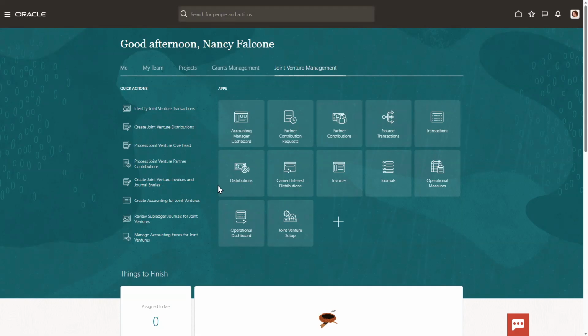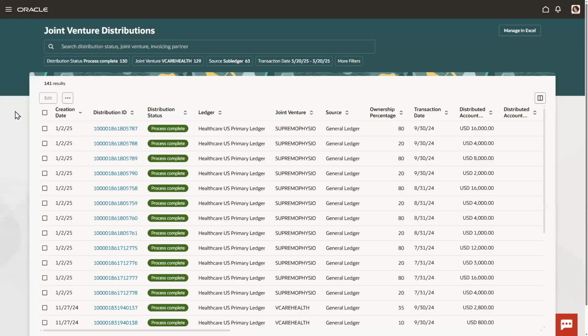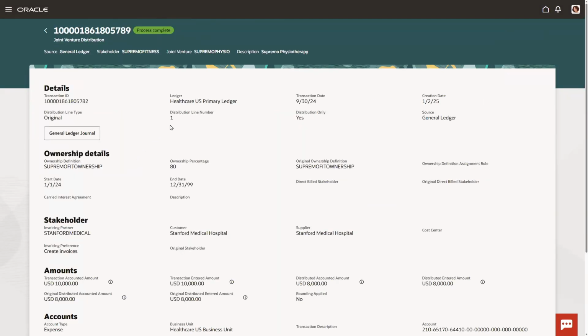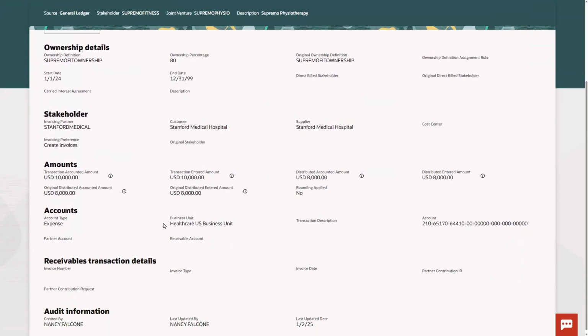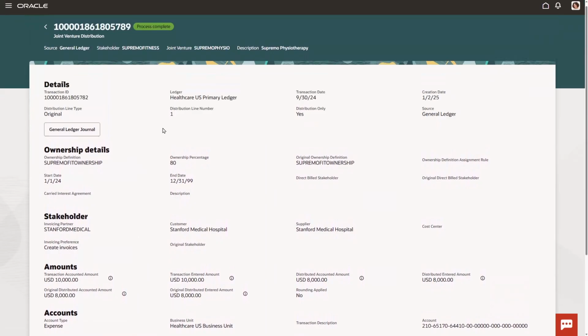Now, these eventually become distributions that Oracle is able to identify and then distribute amongst the joint ventures. And this process allows you to take that distribution all the way through to payables or receivables as need be. And here we can see an example of a joint venture transaction. We can see the total amount and then what gets distributed to this particular individual, which eventually becomes, in this case, a payable to Supremo Physiotherapy.